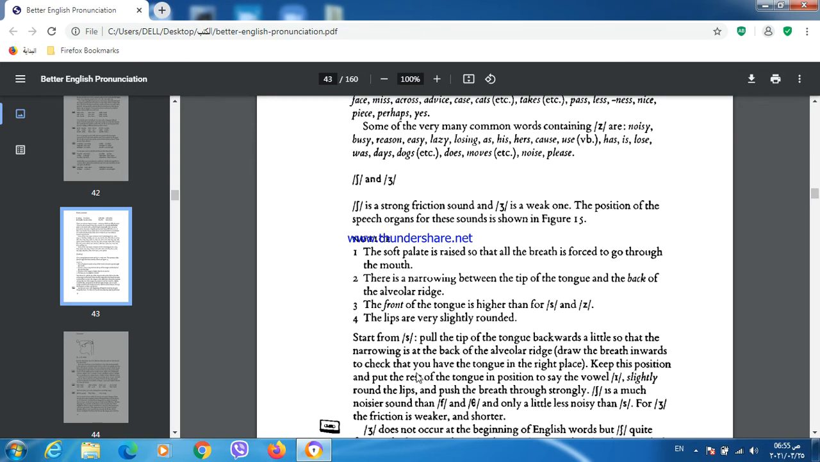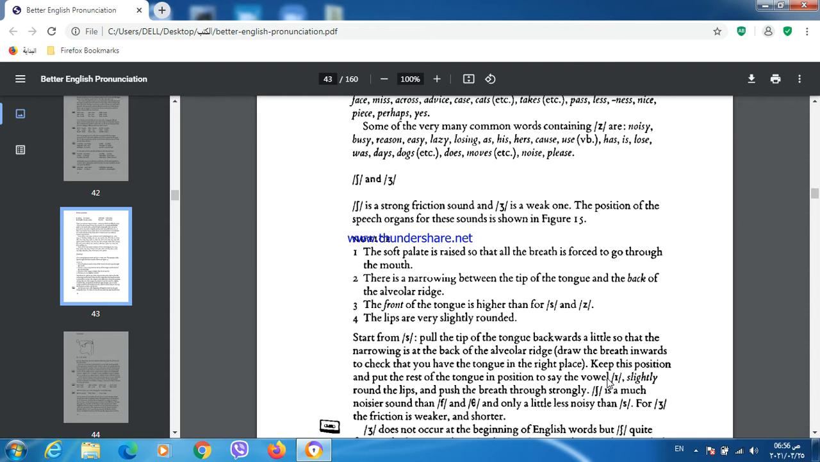Keep this position and put the rest of the tongue in position for the vowel E. طبعا انت خليك بهذا الموقف وحاول ان تجعل اللسان مهيئ للصوت E. Slightly round the lips وشوية خلي الشفاه مدورة. Push the breath through strongly وادفع الهواء بقوة. It's going to have sh في هذه الحالة. الش is much noisier than ف. الش هو أكثر ضوضاء من الف والث، وهو أقل شوية من النويزي of س. A little less noisy than س.